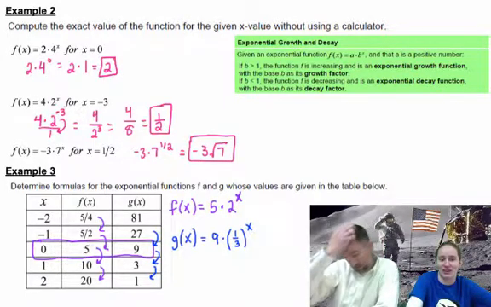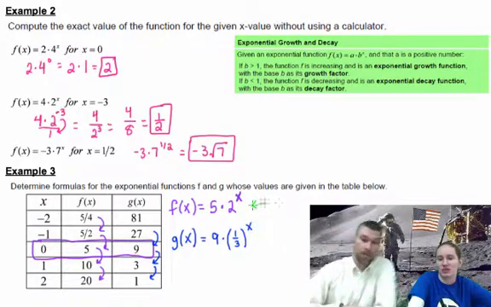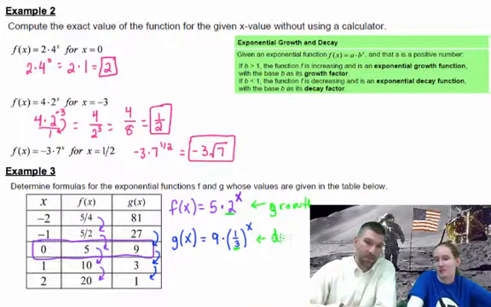So if we wanted to, we could say this one is exhibiting growth because the b right here is greater than 1. Here, b is less than 1, so that would be decay. There's probably going to be other examples. I think there will be.